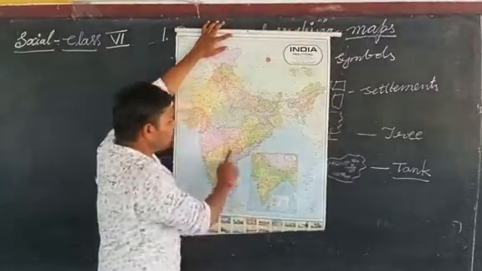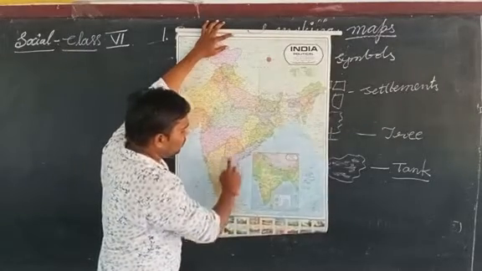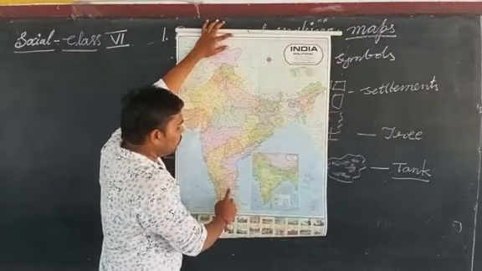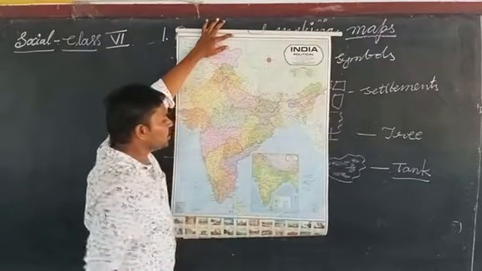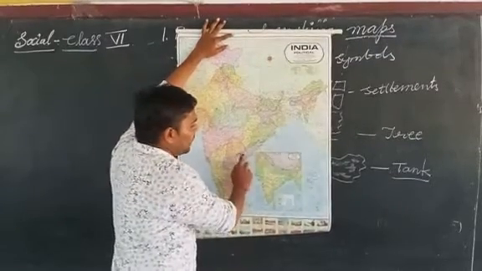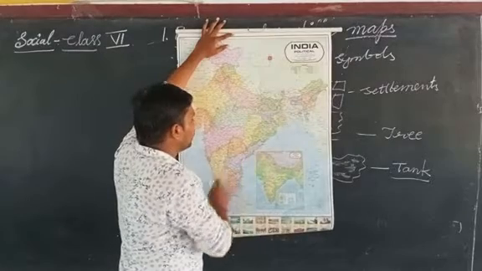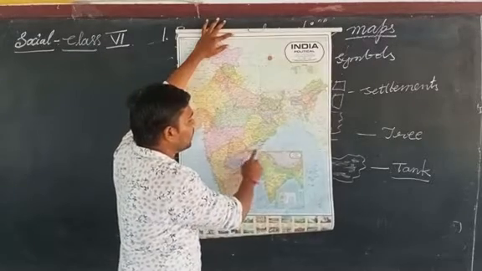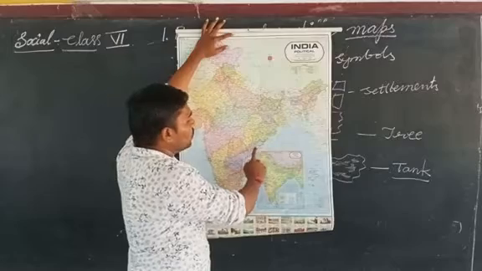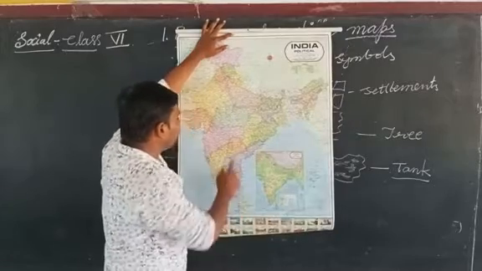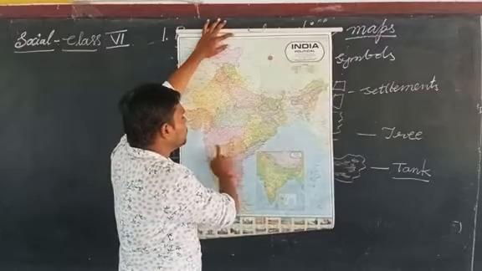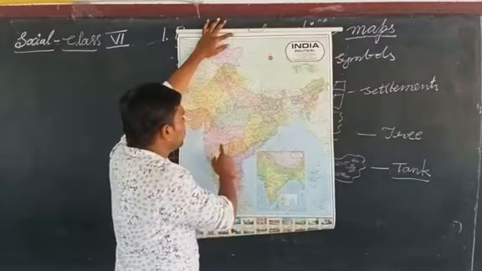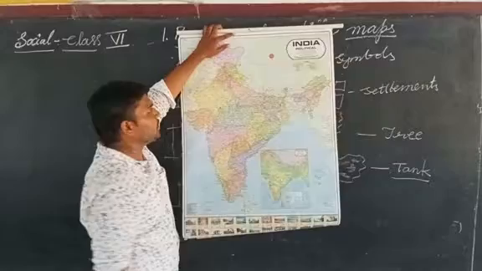Suppose you want to go to Tamil Nadu, we should go towards the south direction. Suppose you want to go to Andhra Pradesh or Visakhapatnam, we should go to the east side. Suppose you want to go to Karnataka or Maharashtra, we should go towards the west side. Okay.